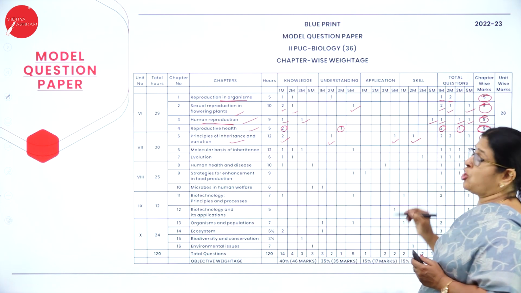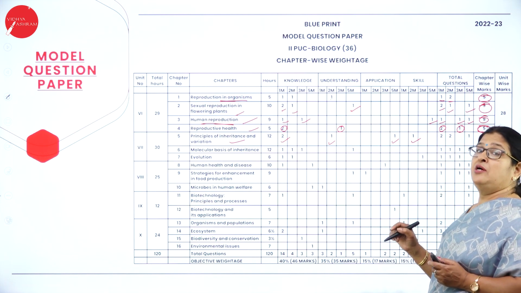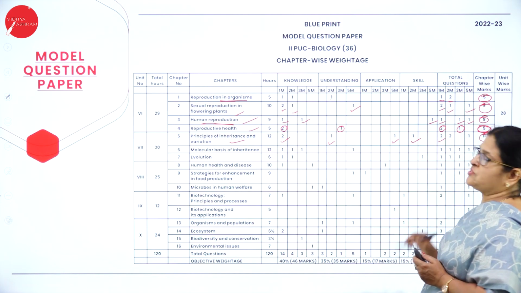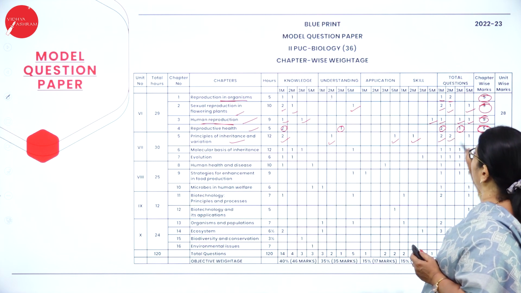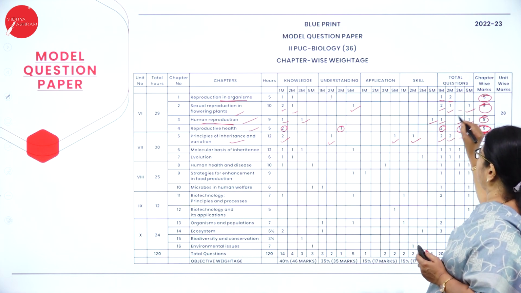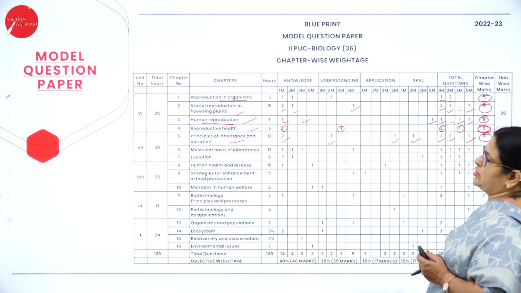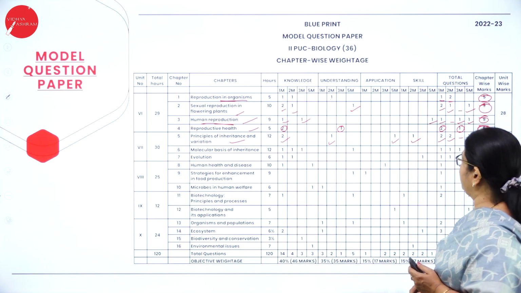So totally how many questions are going to appear: 1 marker, 2 questions, 2 marker, 2 questions, 3 marker questions you don't have, and 5 marker question 1. So total weightage is 11 marks.